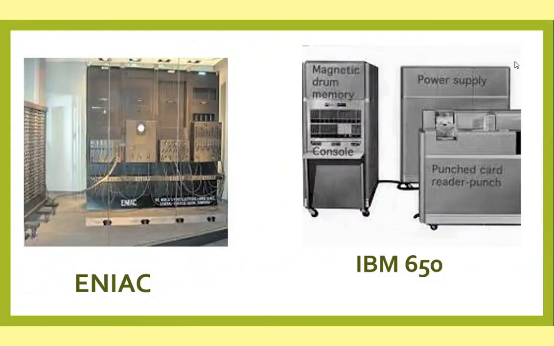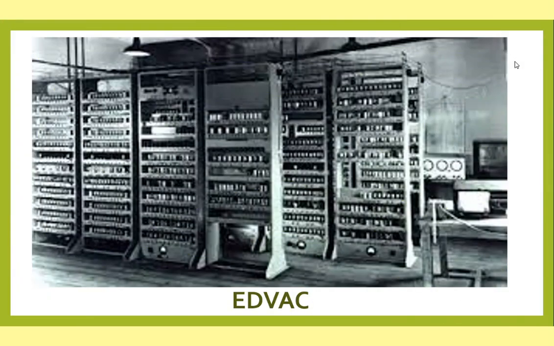Examples of these first generation computers is the ENIAC. ENIAC is electronic numeric integrator and calculator. This is an example of first generation computer. Another example is IBM 650. Another example is the EDVAC. EDVAC is electronic discrete variable automatic computer. You can see how these computers were big. They consumed a lot of power.